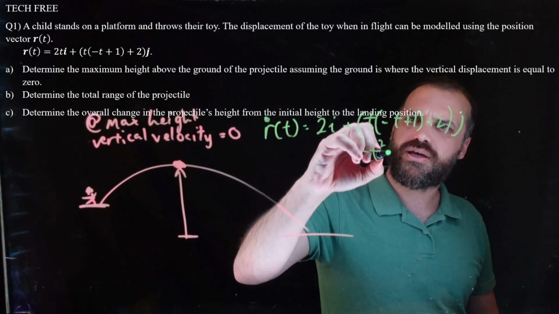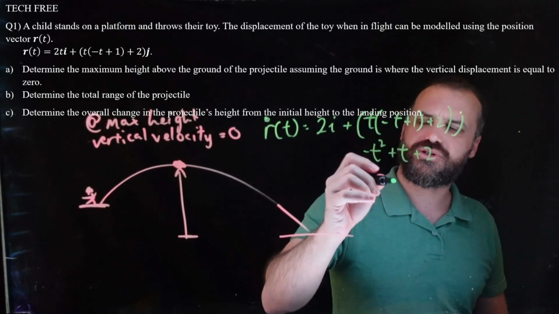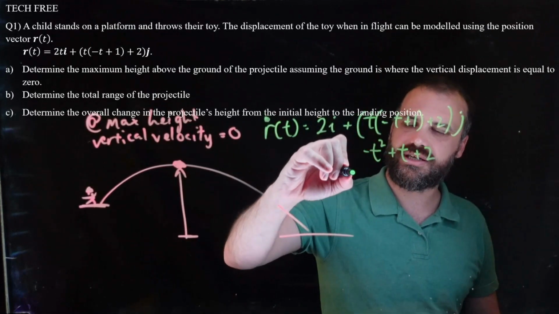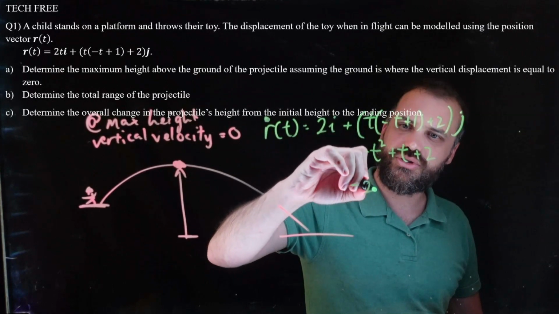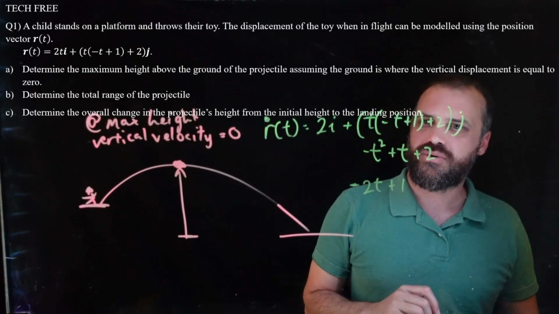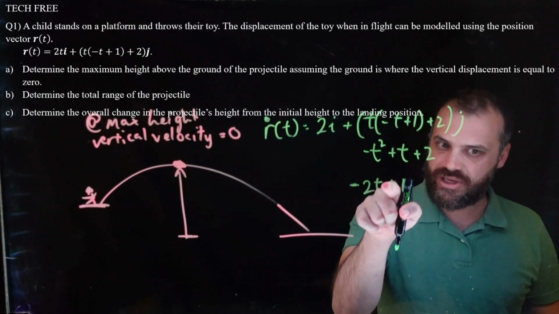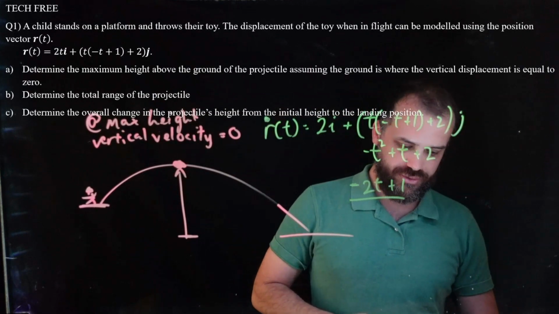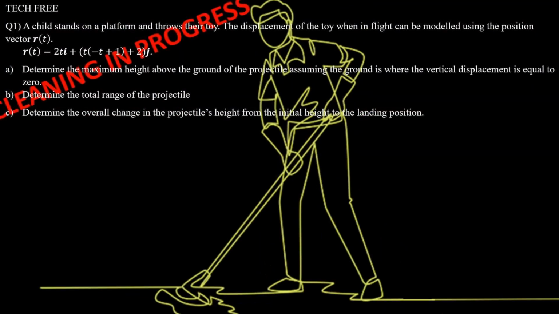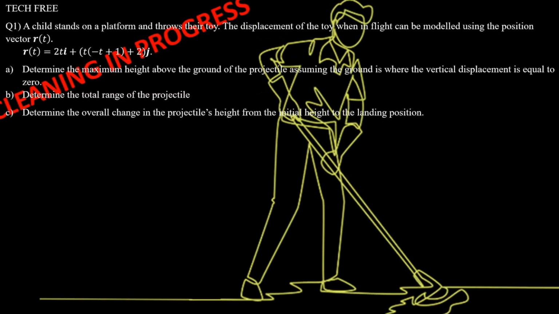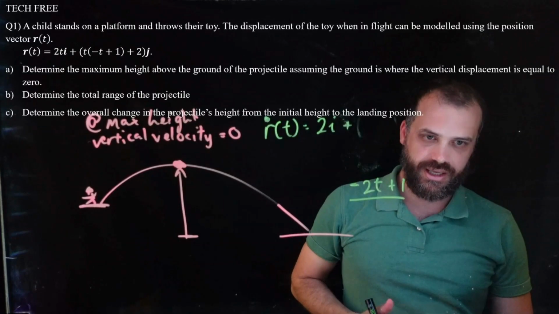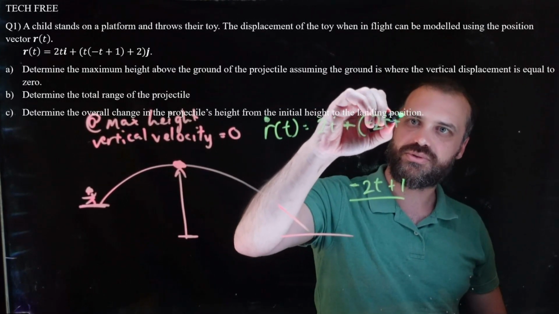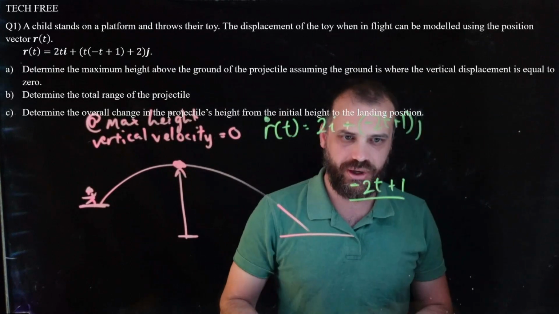It's negative t squared plus t plus 2. I still haven't derived it, so technically that's not true. I'm going to have to delete this and start again. Minus 2t plus 1. Okay, that is the velocity of it. So I'm going to get rid of those and put that negative 2t plus 1. That is my j component.